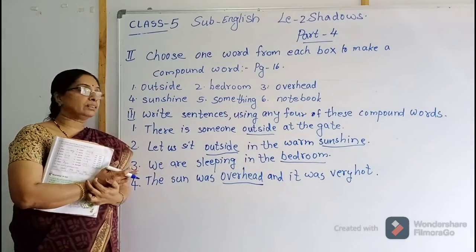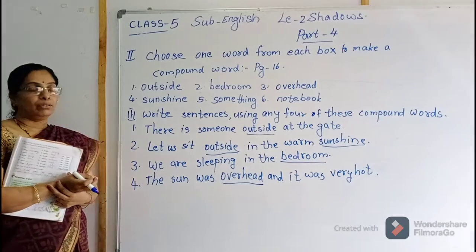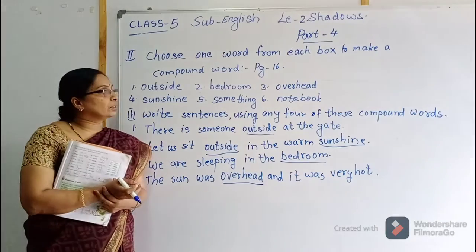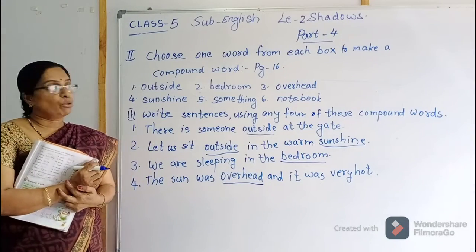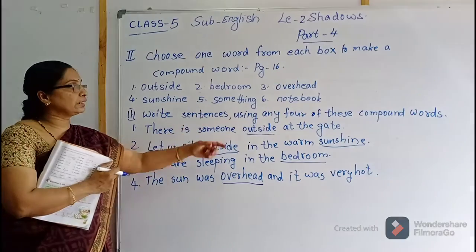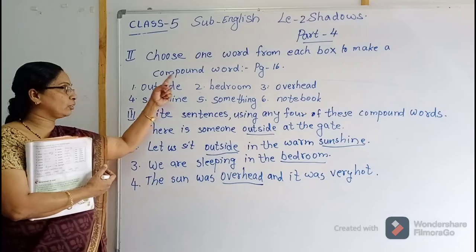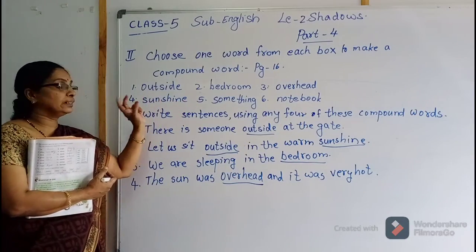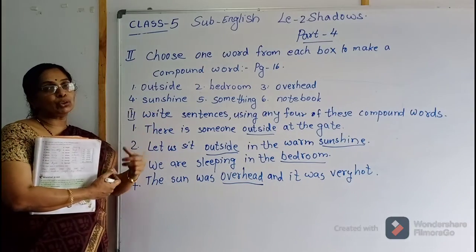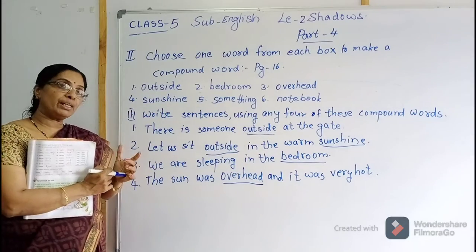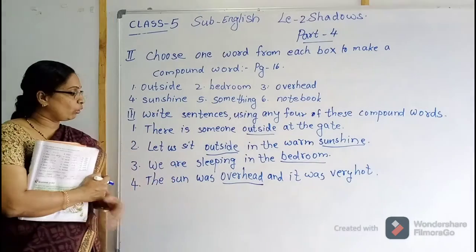Can you say any sentence with something? Please give me something to eat. Okay. The next, notebook. Children are writing in the notebook. That way we can use these compound words in sentences. Now we understood, children, what compound words are. 2 separate words that each have a meaning, but joined together we get 1 word and it has another meaning. That is the compound word. Okay, children.